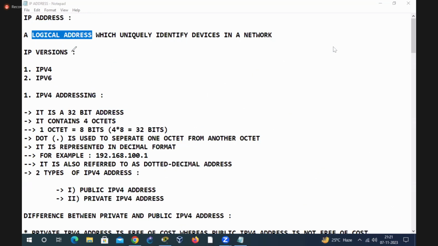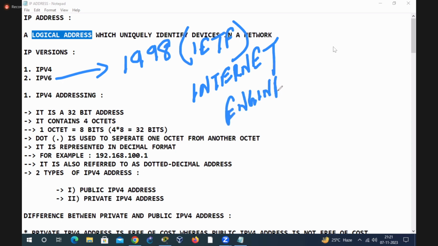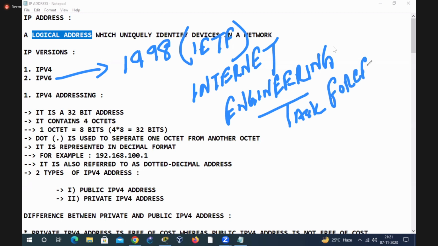So when we talk about IP versions, we have two versions. One is called version 4, one is called version 6. This version 6 was basically developed in the year 1998 by this organization called IETF. This IETF full form is Internet Engineering Task Force. This organization has developed this IPv6 in the year 1998.